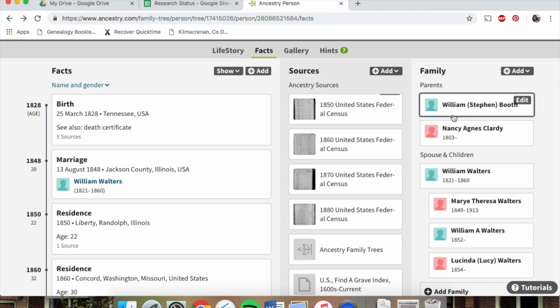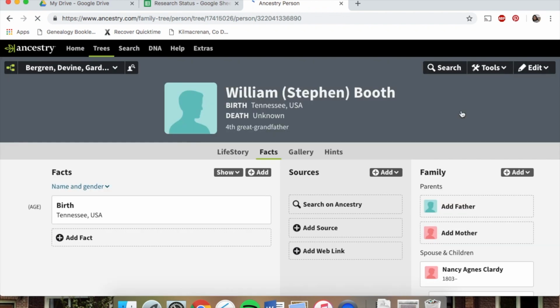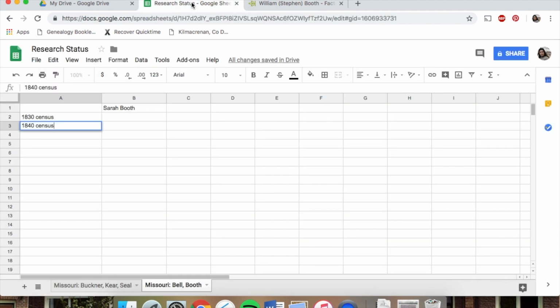These are actually two things that I think I would need to look for her parents too, because see, I have absolutely nothing for her parents. So I'm going to put that in. So William, I don't know if his name was William or Stephen, William Booth and Nancy Clardy. Let's put them in too. And I'm going to put X's on all of these, because I need to research those censuses for all of them.